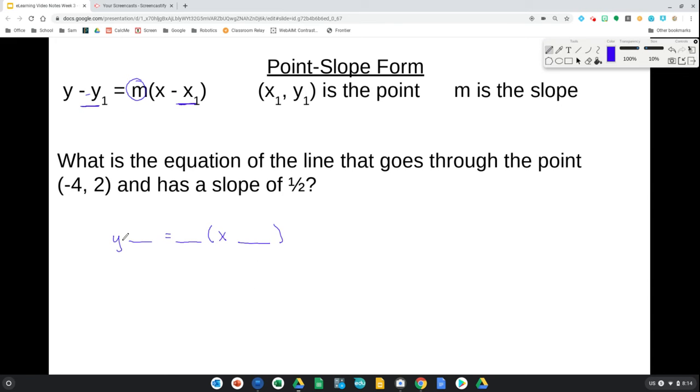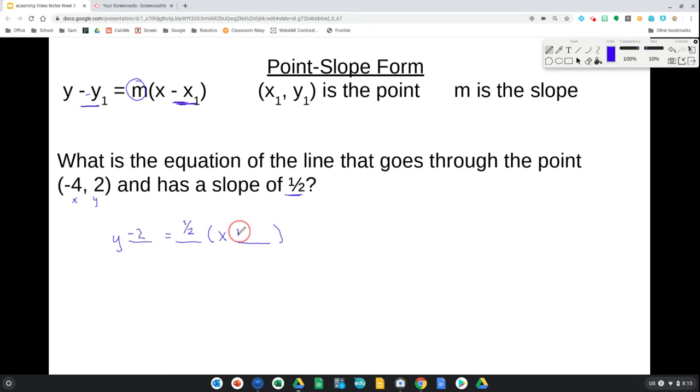Next to the y, since this says minus y1, we're going to put in the opposite of whatever the y value is. So in this case, remember, -4 is the x, 2 is the y. Since 2 is the y, we're going to put in -2 next to this y. The slope is what goes in this next blank. The slope is the 1/2. And then next to the x, we're going to put in minus whatever the x point was. In this case, it'd be minus -4.